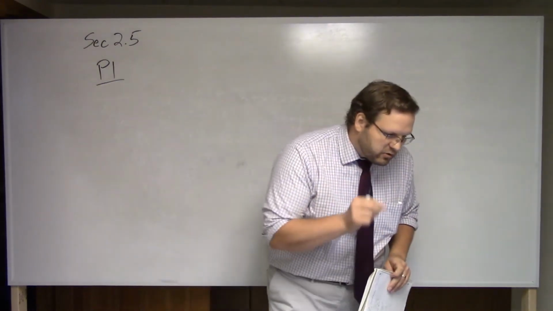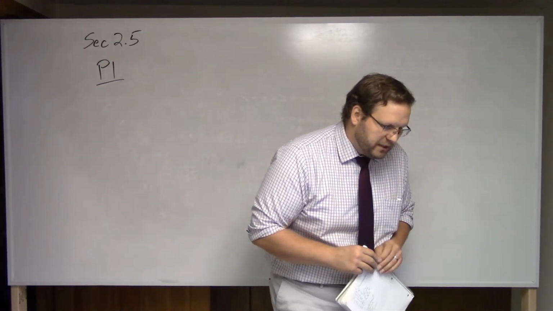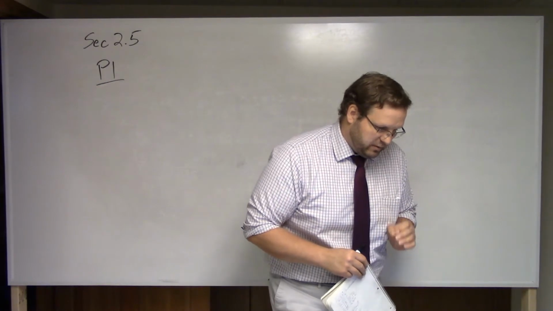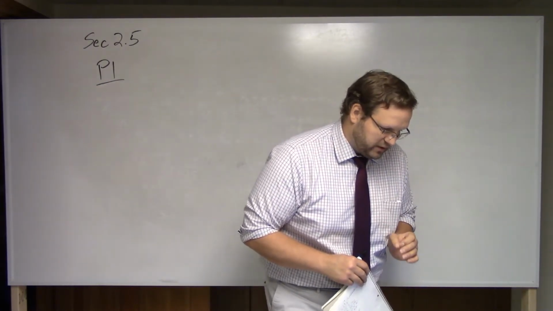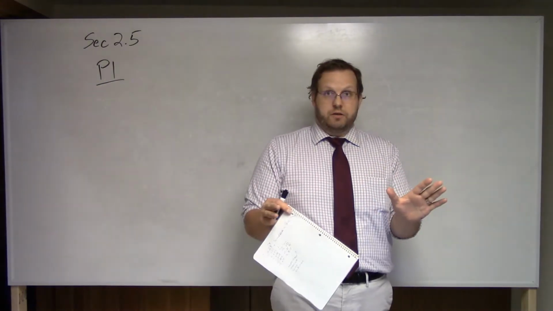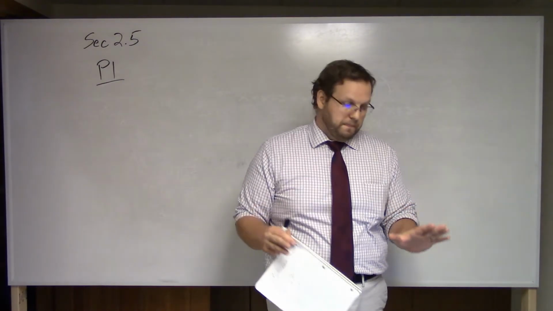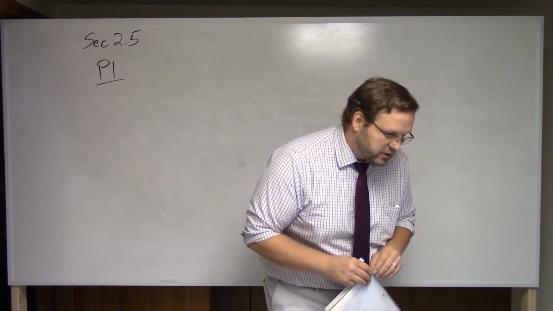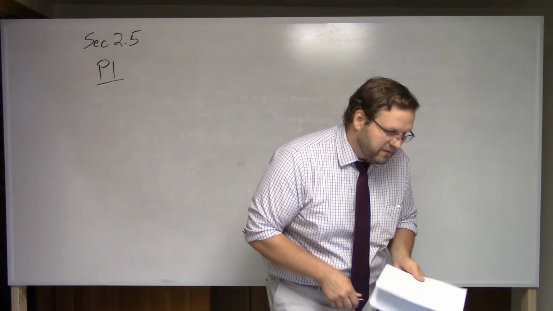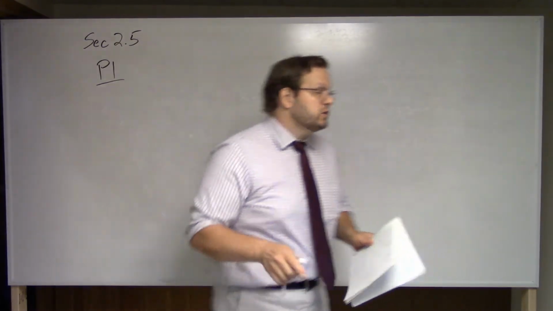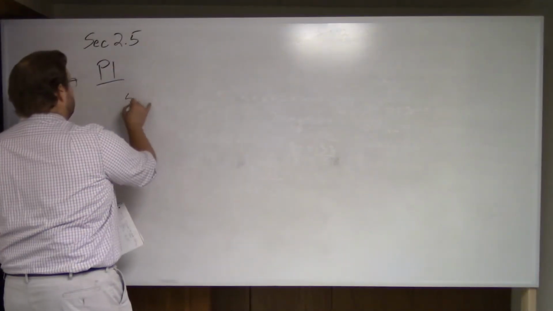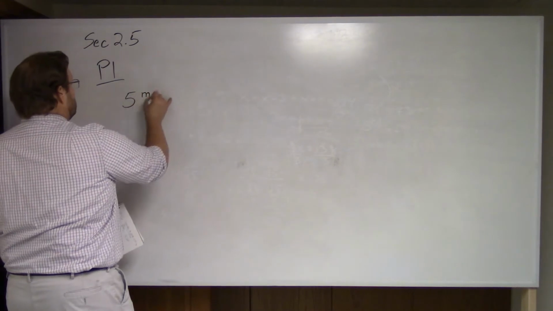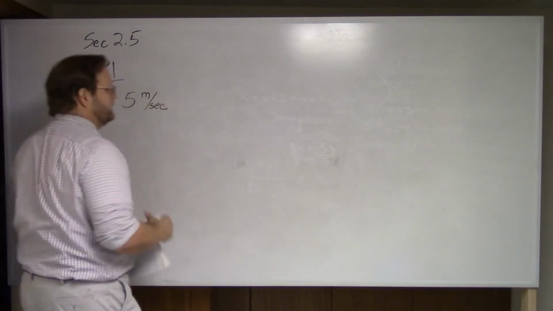So again, it says the Stromboli volcano in Italy began erupting in 2002 and continues to be active after a dormant period of over 17 years. We're talking about a volcano. I don't need to read that again. In 2007, a volcanologist measured the lava flow to be moving at 5 meters per second. So let's write that down. We've got 5 meters per second.